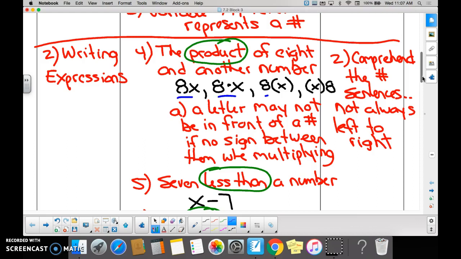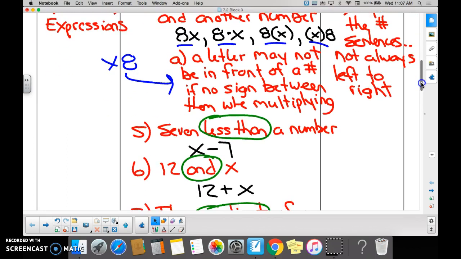Is it okay to write it like this? No. And then why is it not okay to write it like that? The rule is right there. It may not be written with the variable in front of the number without a sign between them.